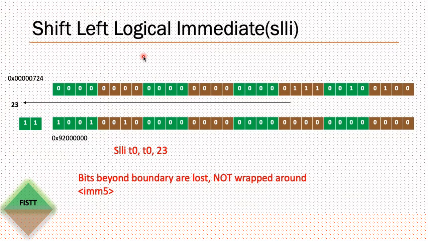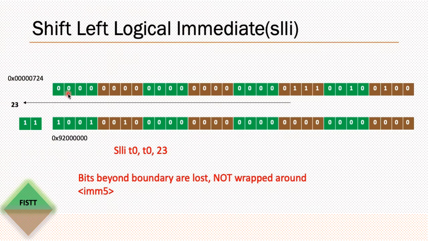The same shift left logical with an immediate value. The syntax is going to be like this, but the immediate value is bounded by 5 bits. So this can be a maximum of 5 bits wide, which is like 32. That makes sense because each register is 32 bits wide, and the maximum you would like to shift is by 32 positions. That's why the syntax limits you to 5 bits.